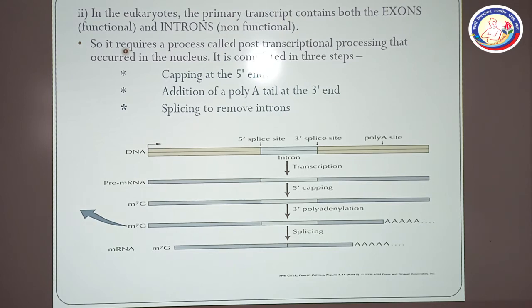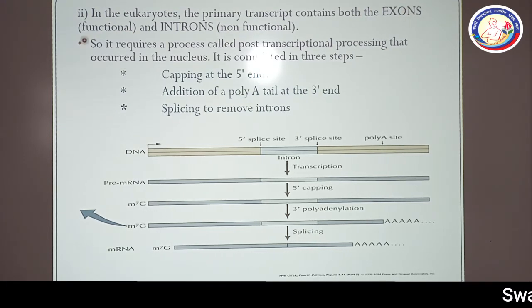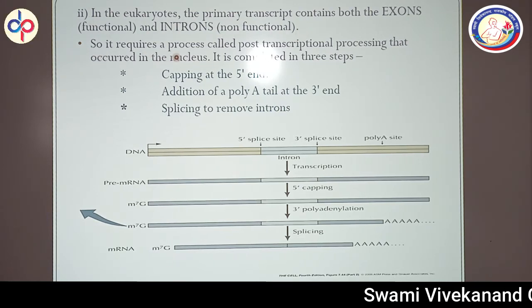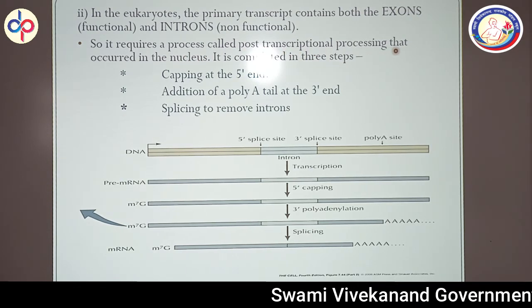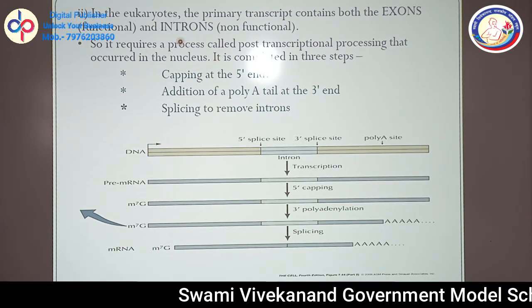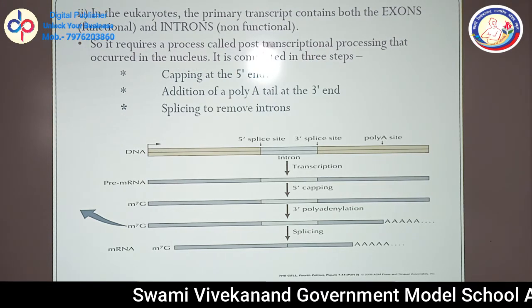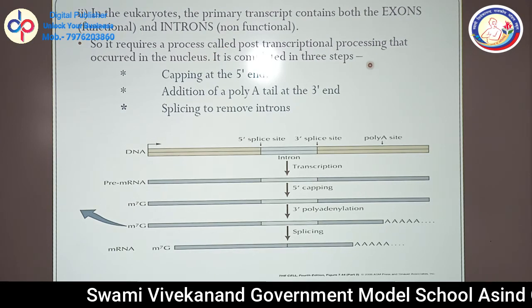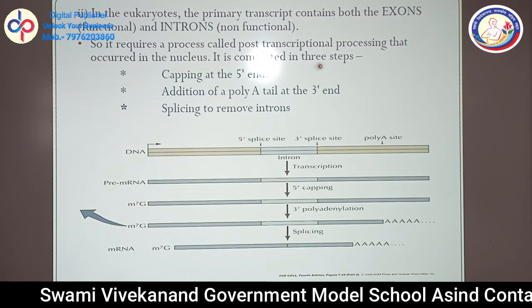Come to the next. In eukaryotes, the primary transcript contains both exons and introns. You can see exons are the functional part of the RNA, while introns are the non-functional part of the RNA. So it requires a process called post-transcriptional processing that occurs in the nucleus. So the important point is that RNA processing is completed in the nucleus. It is completed in three steps.